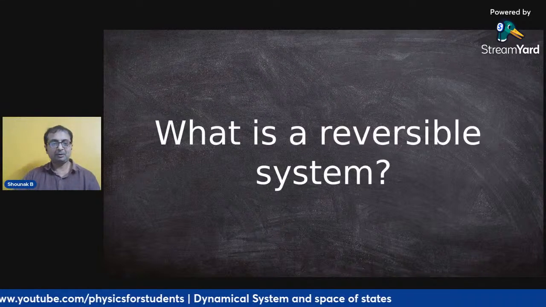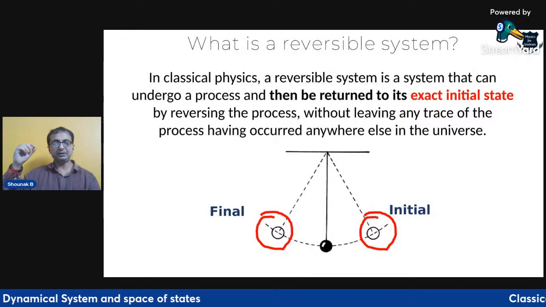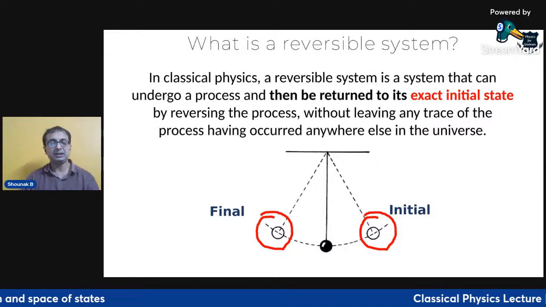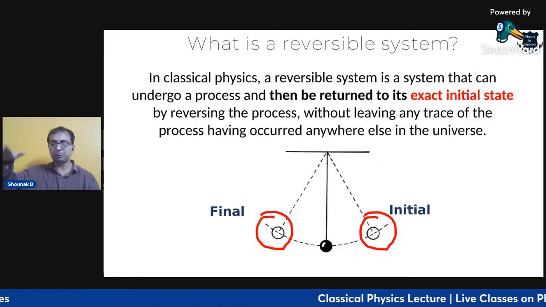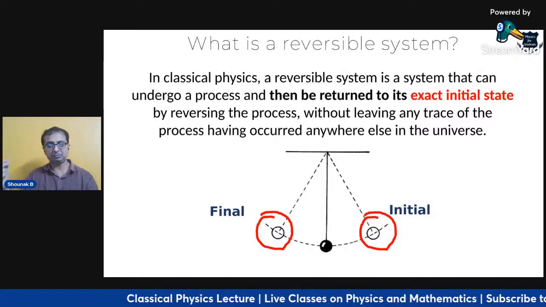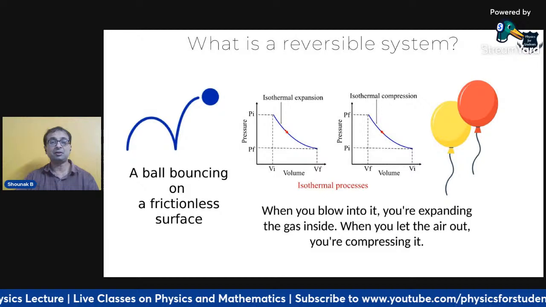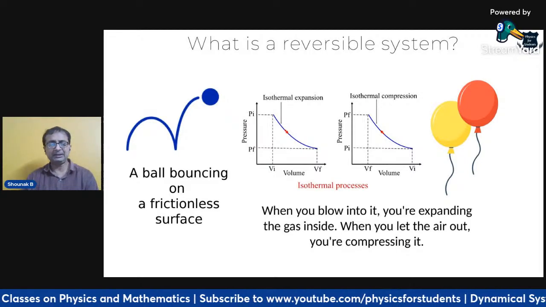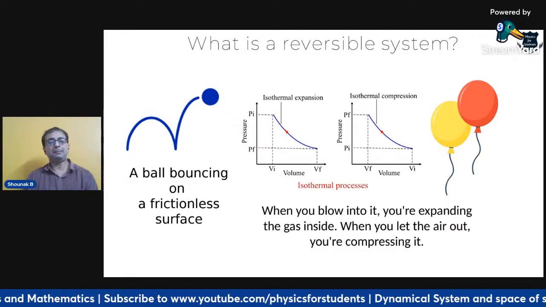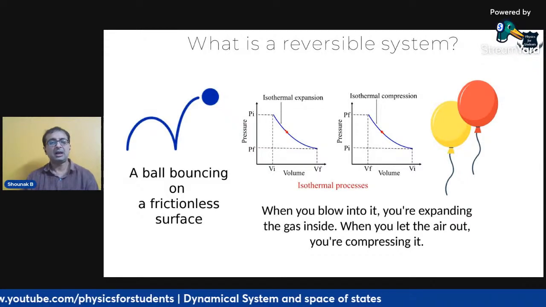We also talked about what a reversible system is. For example, a system that can be returned to its exact initial state, like a pendulum going to and fro, to and fro. If I know the initial conditions of the pendulum, I can know the final condition. That is what is called a reversible system. There are many examples we have seen: a ball bouncing, isothermal expansion or isothermal compression, all those things.